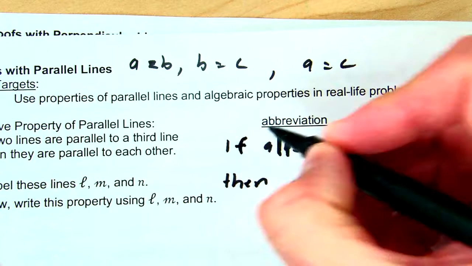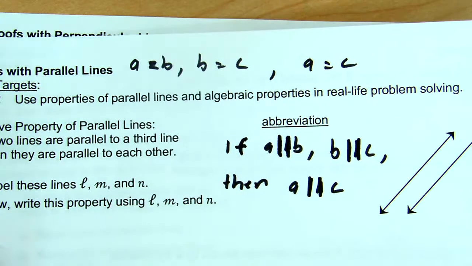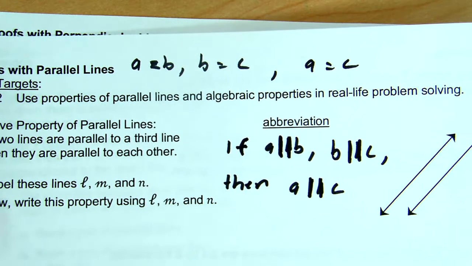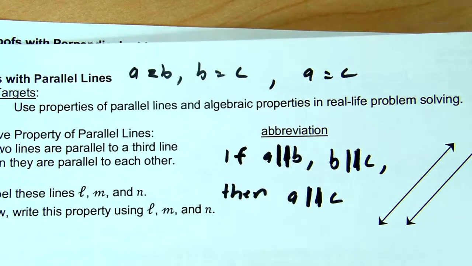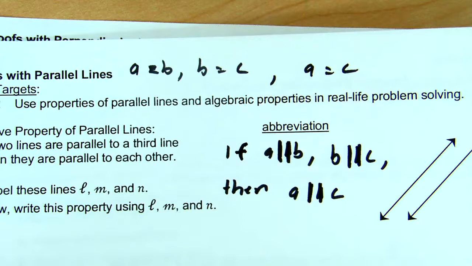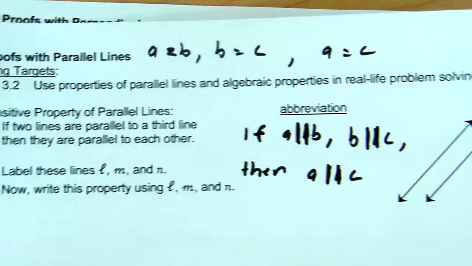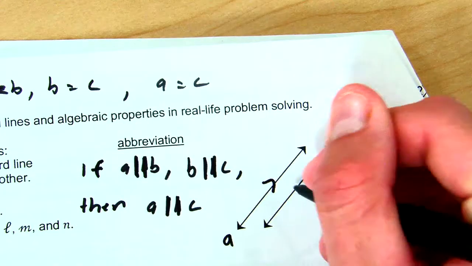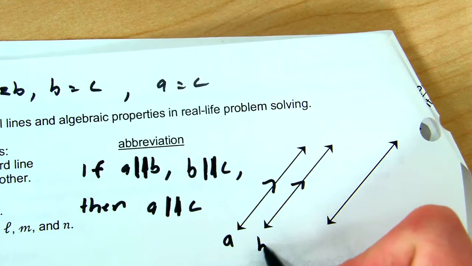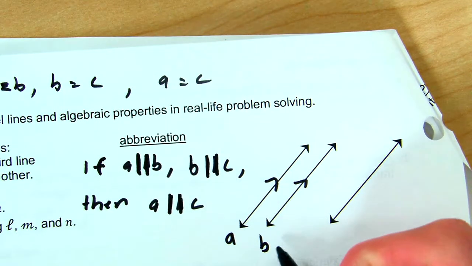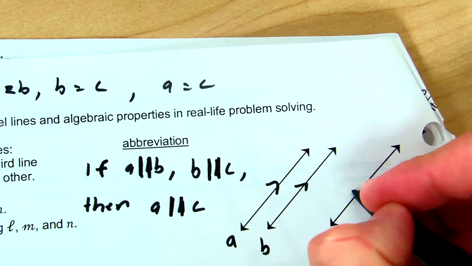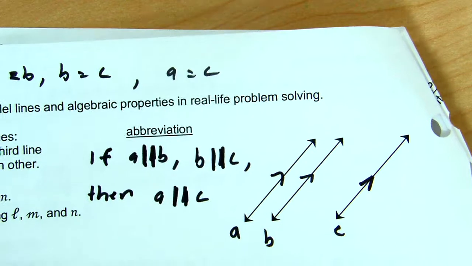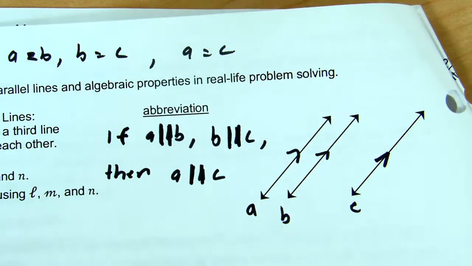So we have: if A is parallel to B and B is parallel to C, you know that, then you can conclude that A is parallel to C. Okay, it says write these properties using L, M, and N, but if you use A, B, and C, that's fine. So if you know that A and B are parallel, and you also know that B and C are parallel, then you can also conclude that A and C are parallel.